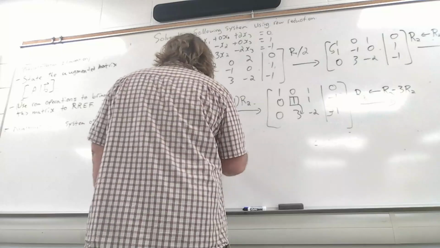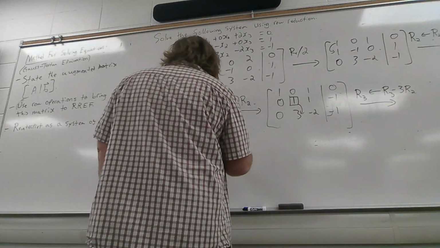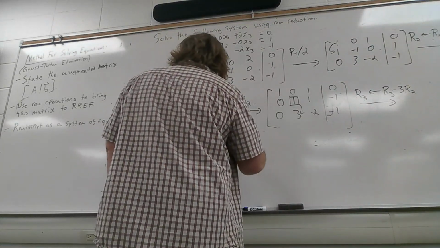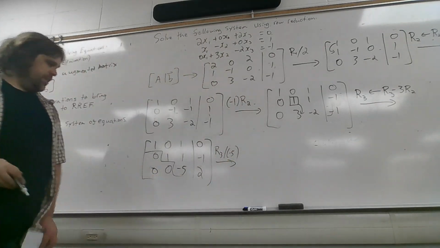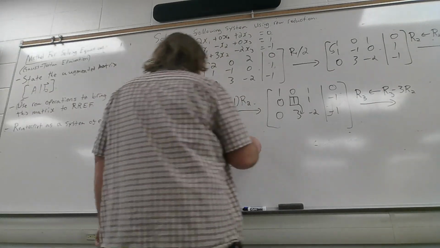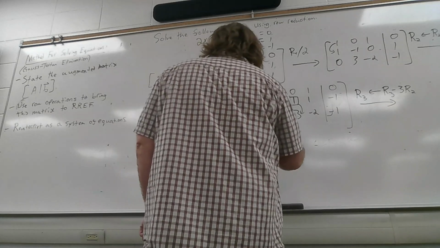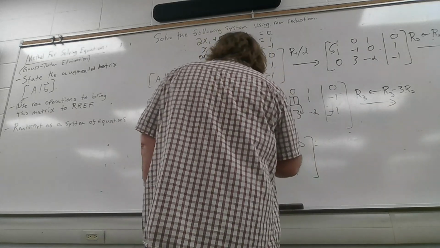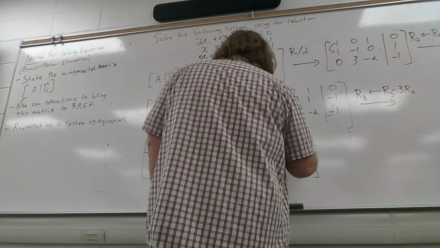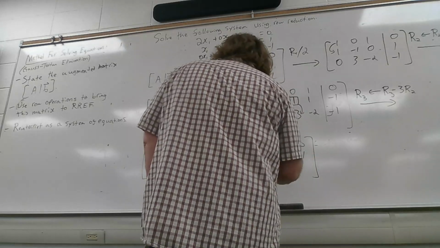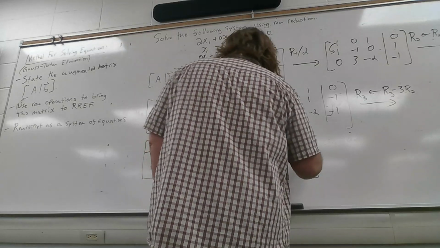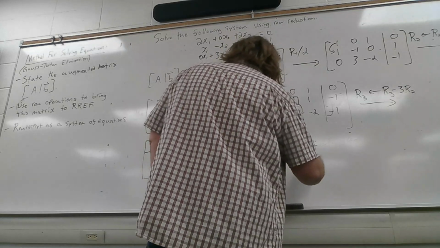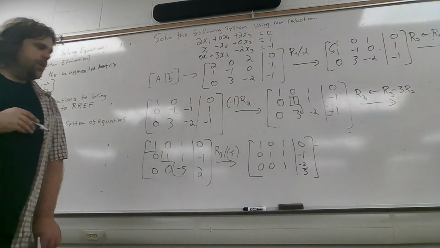So this is going to be row 3 divided by -5. I'm going to divide by that. That is going to create a fraction. But fortunately, we're almost done, so it won't actually be that bad. 0, 0, 1, and -2/5. So yeah, there's a fraction.